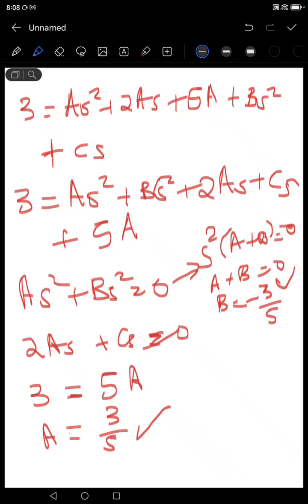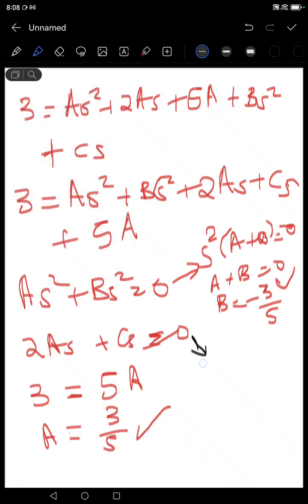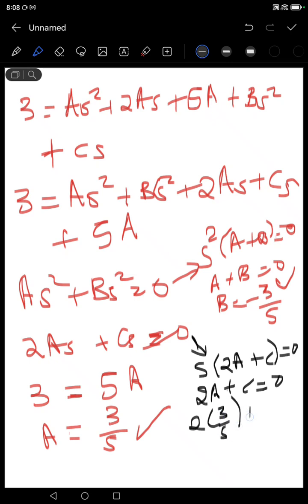And now let's come to c. We take out the common factor of s here, so we have s into 2a plus c equals 0. So 0 divided by s is 0, so it's 2a plus c equals 0. We have the value of a, which is 3 over 5, so 2 times 3 over 5 plus c equals 0. Therefore our c is going to be what? Negative 6 over 5.